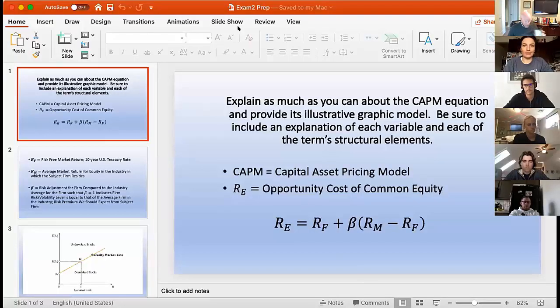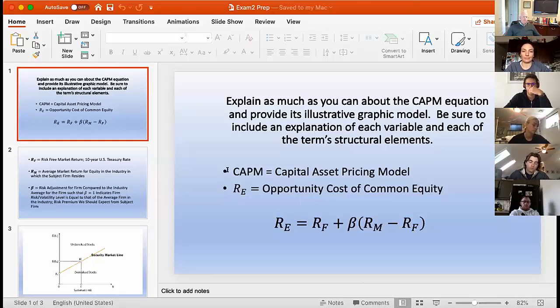Can you see my PowerPoint? Yes. So my question is number 11. Explain as much as you can about the CAPM equation and provide its illustrative graphic model. Be sure to include an explanation of each variable and each of the term's capital elements.